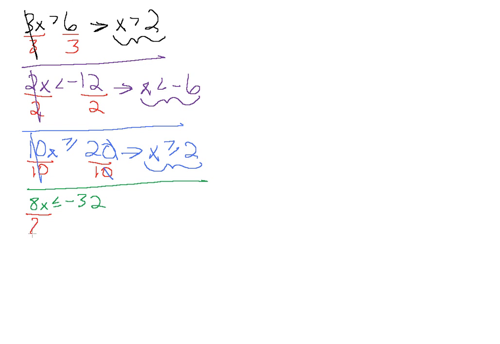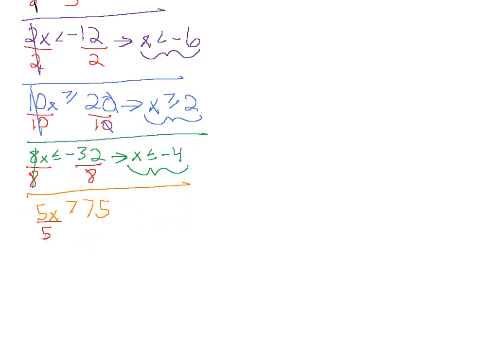Well, we simply isolate our variable by dividing both sides by 8. That cancels these two terms, so we have x is less than or equal to minus 4. And that's our solution interval. Let's look at the next one. Let's say we have 5x is greater than 75. All we simply do here is divide both sides by 5. These two terms will cancel, so we have x is greater than 15.